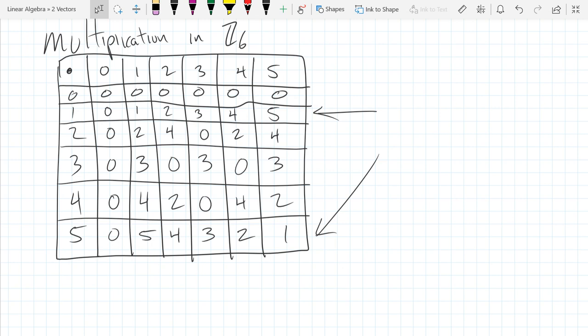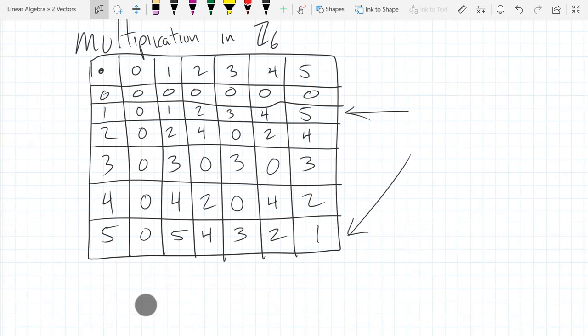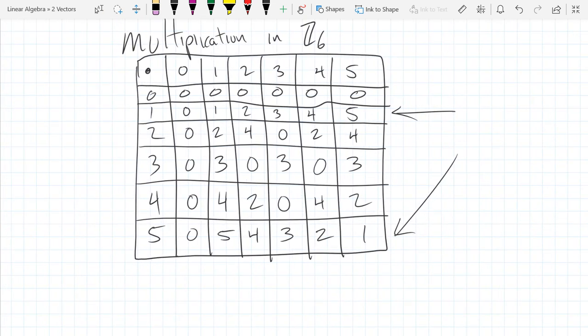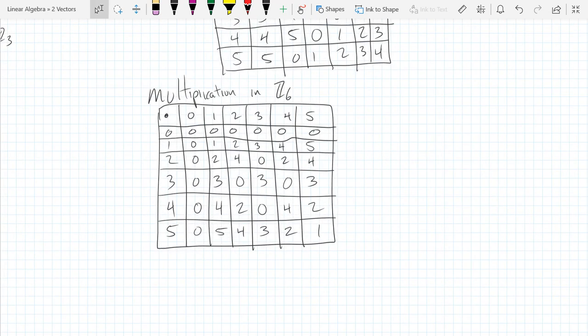Not only that, all the other rows don't have any ones in them. So multiplicatively, there are numbers that don't have inverses, or reciprocals, as we would normally think of that. That would be more of a concern in an abstract algebra or number theory class, but I just want to point stuff like that out. You can multiply numbers and get zero now. For example, what is the multiplicative inverse of 5? 5 times what equals 1?